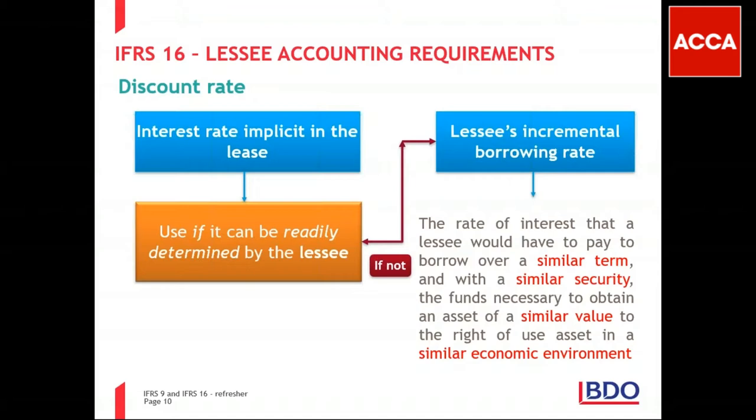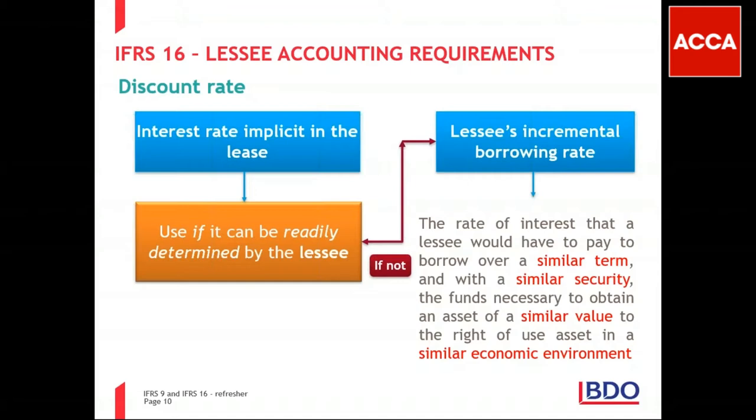But that is generally not the case, and lease contracts do not usually have such interest rates which are readily determinable or implicit in the lease. In that case, we have to estimate the incremental borrowing rate. And IFRS 16 defines this rate as an interest rate which is specific to the credit risk of the lessee. It is specific to the lease term and the timing of cash flows, the nature of the underlying asset and its value, as well as the country in which the lease has been incorporated, that is the economic environment.